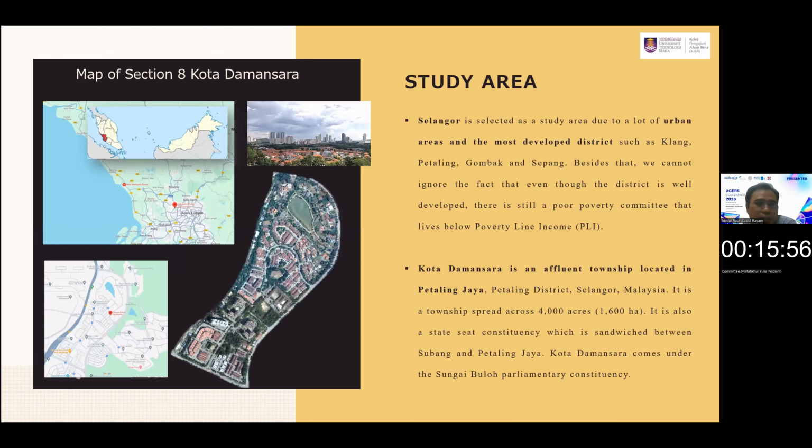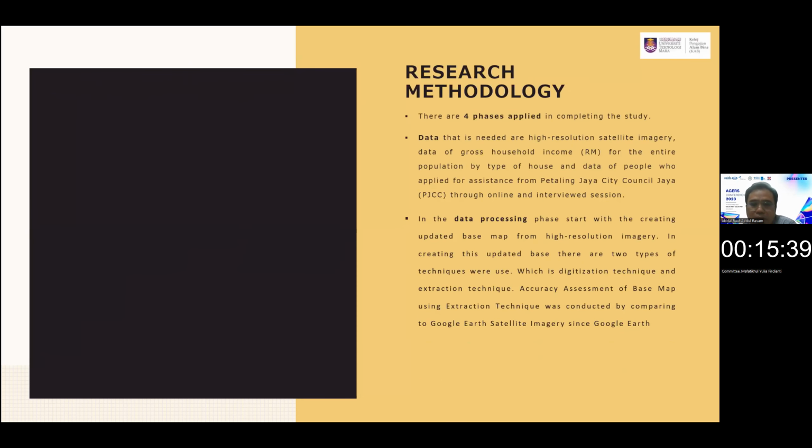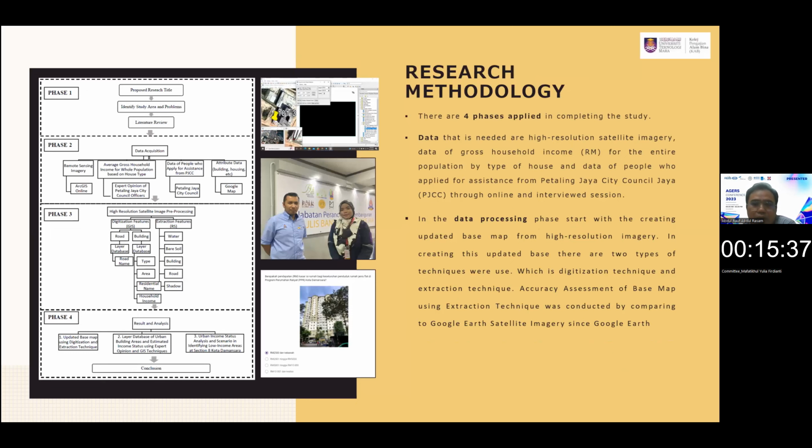So this study area is located in Selangor. Selangor is the most developed state in Malaysia, besides Penang and Kuala Lumpur. So we believe that even though the area is very developed and urban, believe me, there are some people that have low income. As for the research methodology, there are four stages applied in this study. It starts from the preliminary study, followed by the data collection.